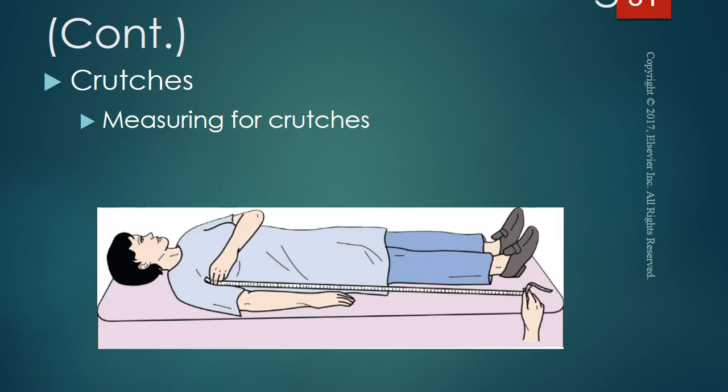Measuring for crutches. The axillary crutch is the most common crutch used. Measurements include the patient's height, the angle of the elbow, and the distance between the crutch pad and the axilla. When crutches are fitted, ensure the length of the crutch is 2 to 3 finger widths from the axilla and position the tips approximately 2 inches lateral and 4 to 6 inches anterior to the front of the patient's shoes.